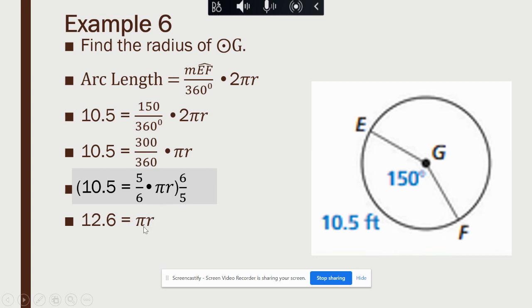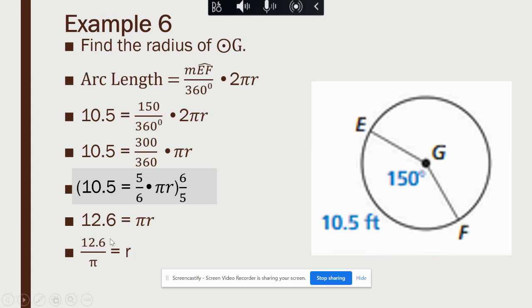bring down the pi r. We want to solve for the radius. So now, the very last step is to divide by pi, and that's always our very last step when multiplying or dividing by pi. That's very important because you might get rounding errors if you don't do it that way.